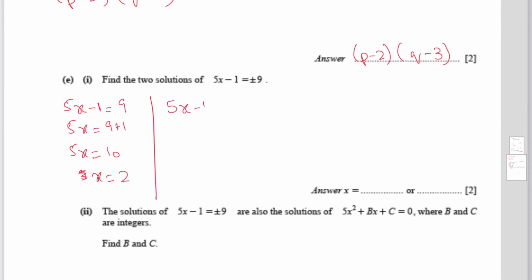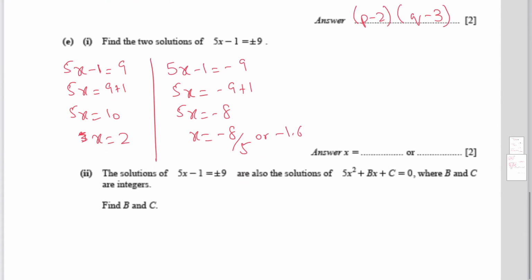So 5x minus 1 equal to negative 9. 5x equal to negative 9 plus 1. This gives us negative 8. So x becomes negative 8 over 5, or negative 1.6. So I'll write the decimal value. We have negative 1.6 and 2. These are the two values of x.